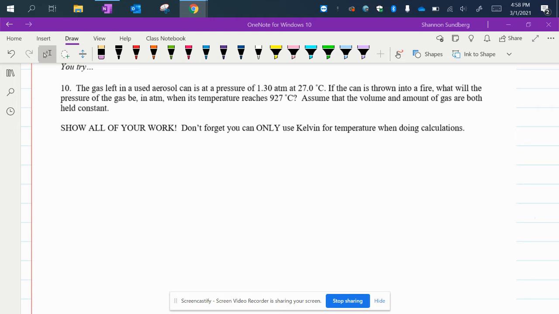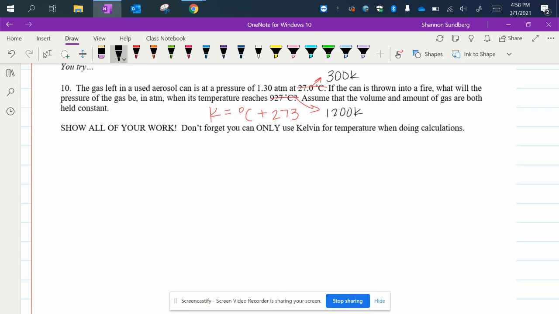We got some Celsius thrown at us here, so let's turn that into Kelvin. The way to do that is Kelvin equals degrees Celsius plus 273. So 27 degrees Celsius and 927 degrees Celsius, we can't use them. If you change them to Kelvin, 27 degrees Celsius becomes 300 Kelvin, and then 927 degrees Celsius becomes 1200 Kelvin.